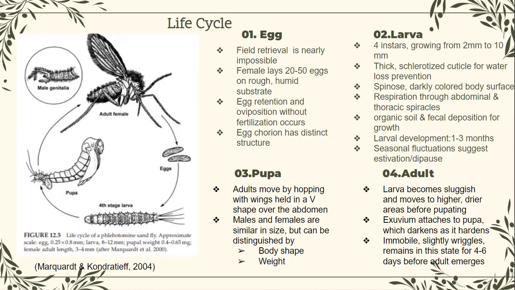The complete life cycle is known for only about 5% of species, and larva development can take from a month to 3 months depending on the temperature. Seasonal cycles in fly density suggest that larvae can estivate, or enter this pause, during unfavorable seasons.